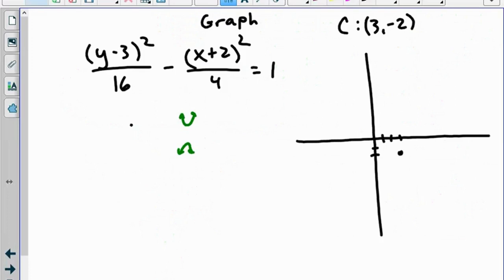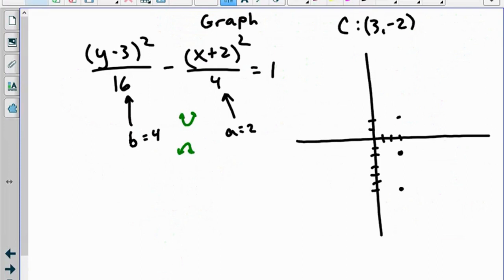So the b squared term is 16, so that means b equals 4. The a squared term is 4, so that means a equals 2. So what that means is that our major axis is 8, and it goes in the y direction. So that means I go up 4 and down 4, and that will give me my vertices.